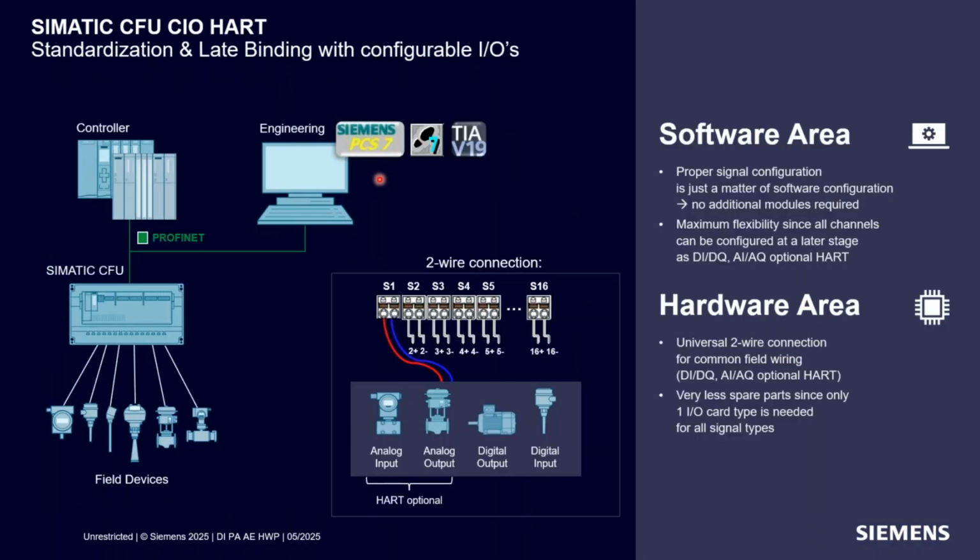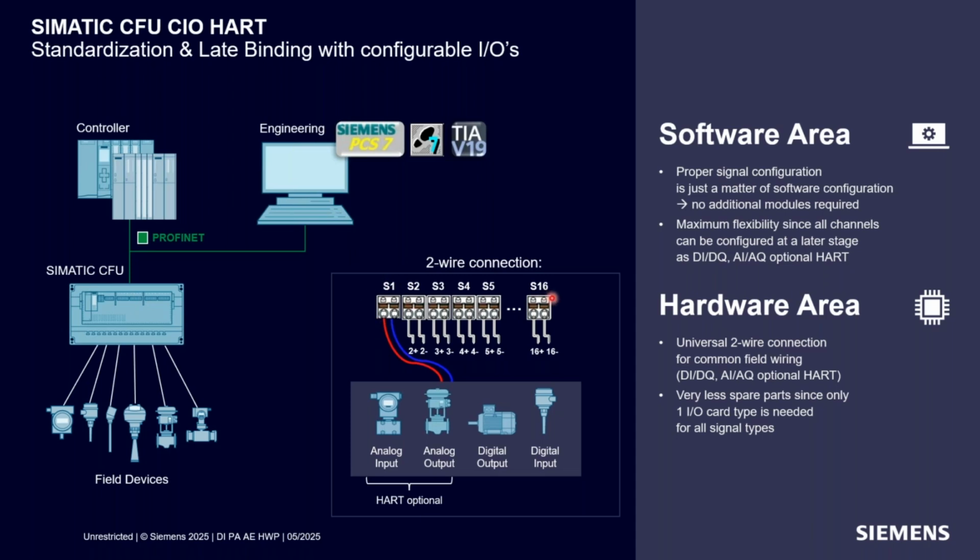Now, what is possible with the CFU CIO HART? You see here just the topology as it is. So CFU decentralized in the field, short field wiring to the field devices, and the connection to the rest of the process control system in the north via Profinet. What can now be connected to the CFU? Here I have a further picture which shows it.